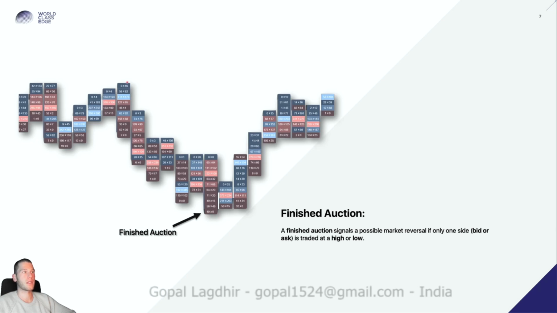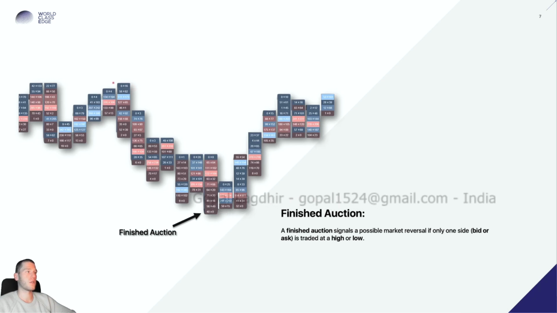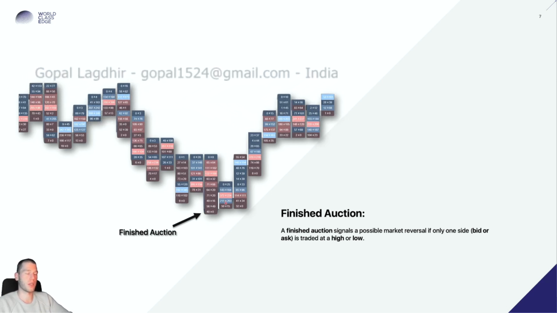The same thing is on the other side. We have a finished auction here as well, because there have been no sellers anymore, so no bids anymore at this price level. A high and a low like this is stronger than an unfinished auction, which we will go through in the next example.